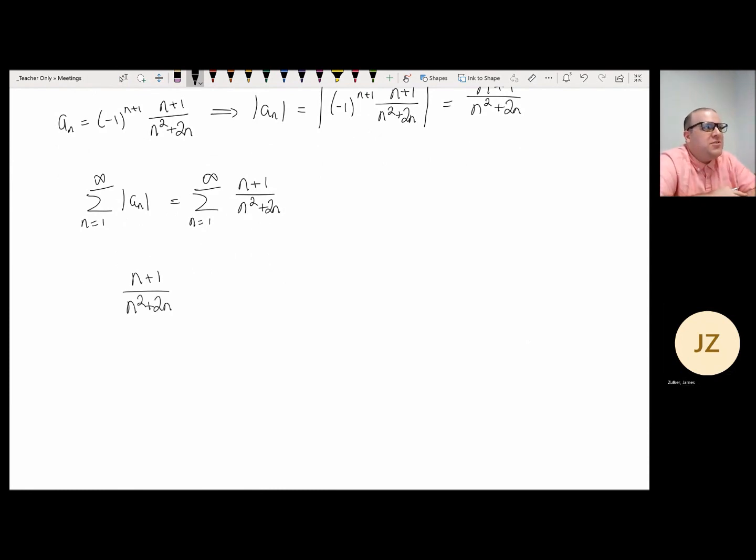You could also use limit comparison with 1 over n. Divide that whole thing by 1 over n, the limit would be 1. But here's what you're trying to get at, right?